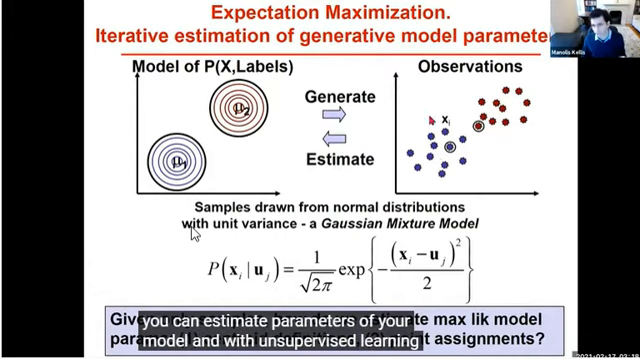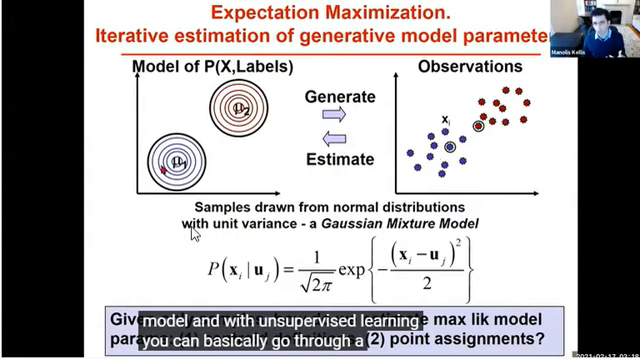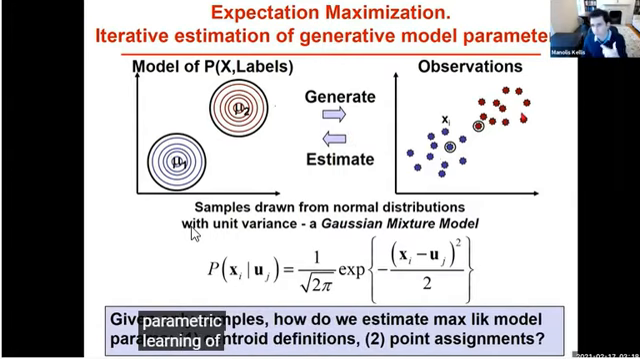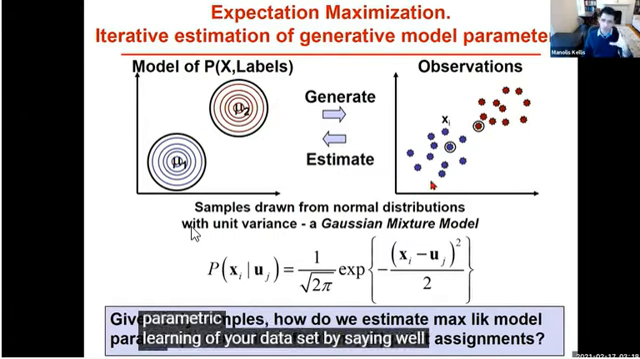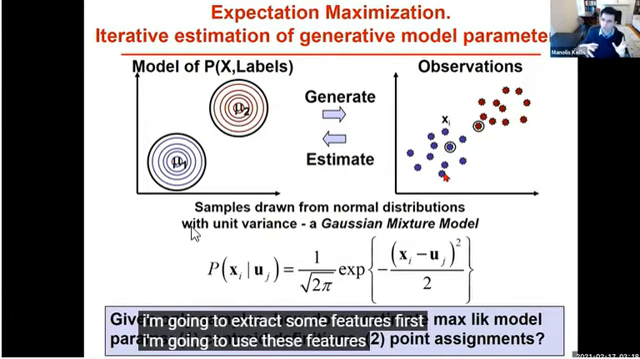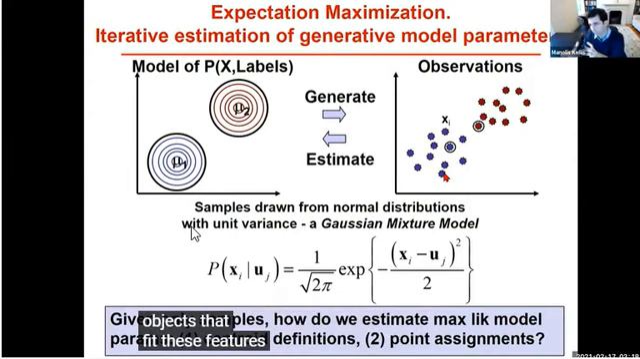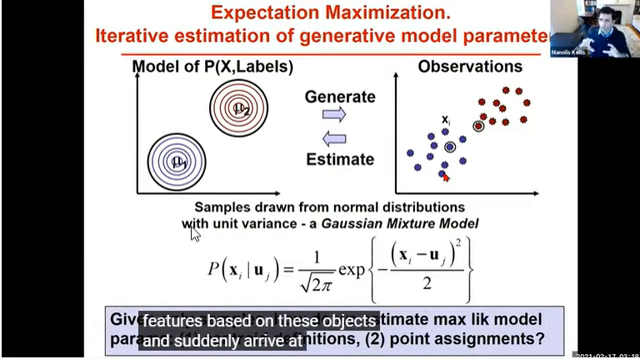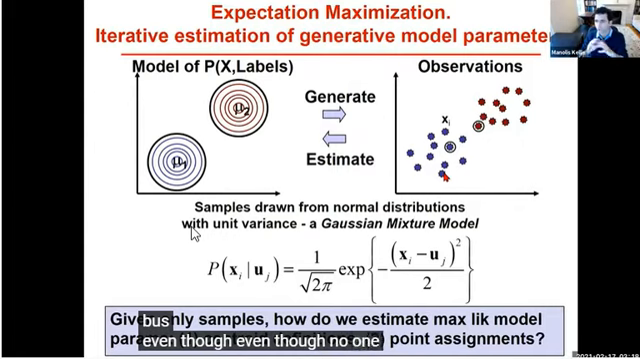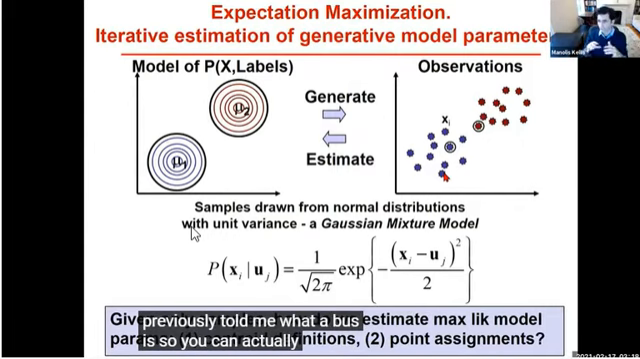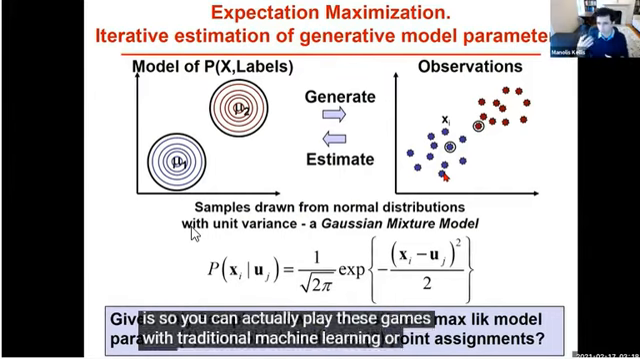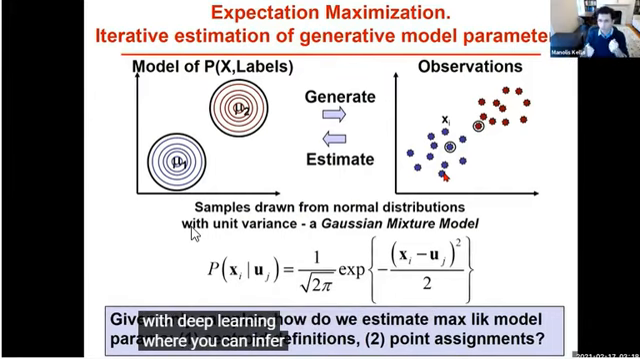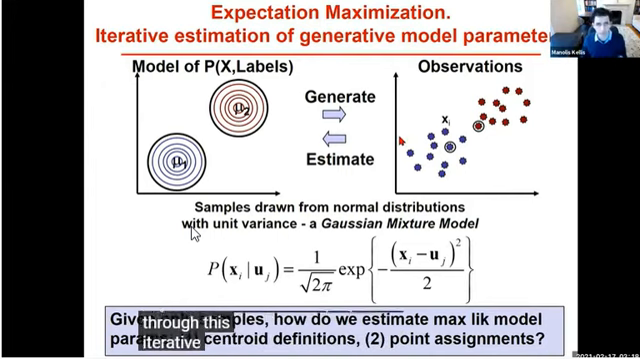And with unsupervised learning, you can basically go through parametric learning of your data set by saying, well, I'm going to extract some features first, I'm going to use these features to label objects that fit these features, and then improve the features based on these objects, and suddenly arrive at the concept of a bus, even though no one has previously told me what a bus is. So you can actually play these games with traditional machine learning or with deep learning, where you can infer representations of the world and infer clusters of objects that have similar properties through this iterative approach.